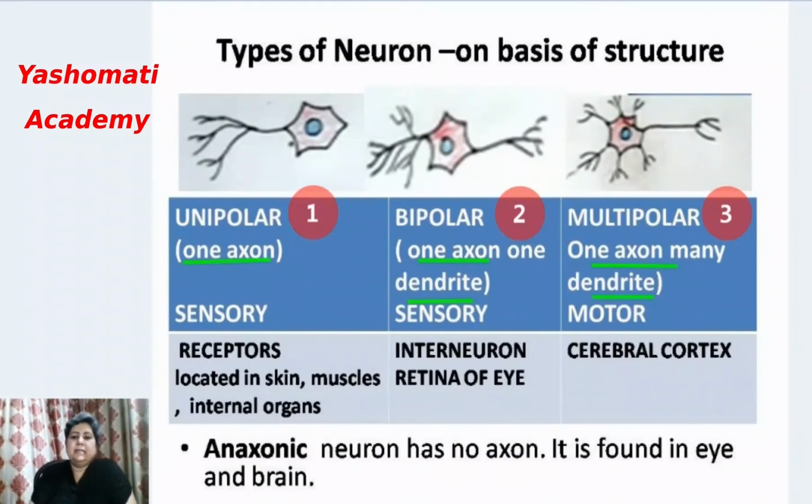Another difference is that unipolar neurons are sensory in nature. Bipolar are also sensory in nature, whereas multipolar neurons are motor neurons. Let us try to understand the difference between sensory and motor neuron. Sensory neurons are those neurons which are more related to sensory impulses. That means which are related to receiving the stimulus.